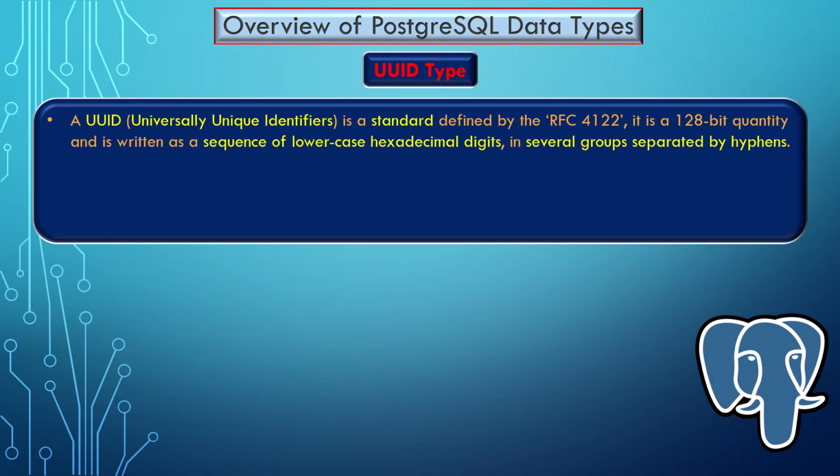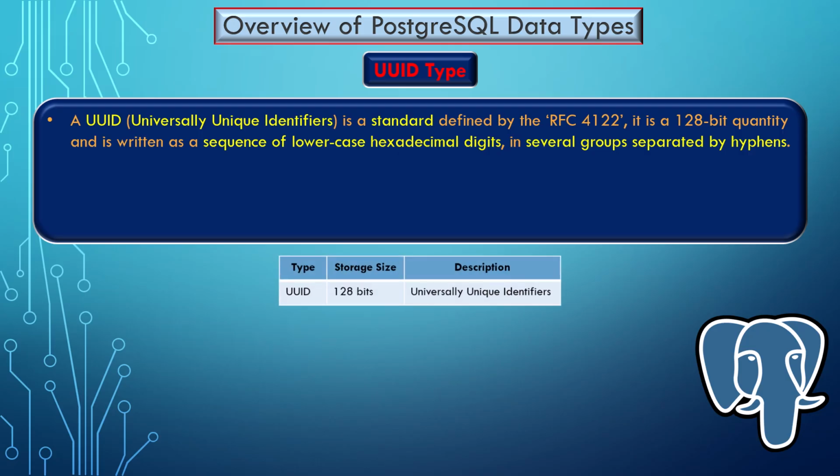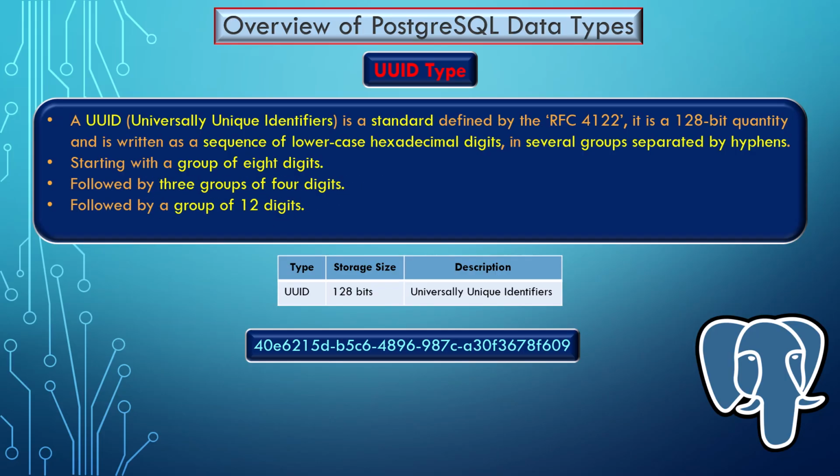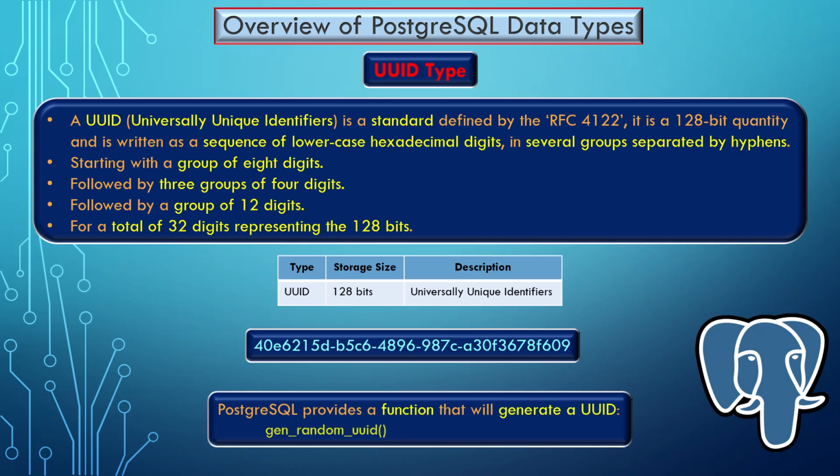A UUID, or Universally Unique Identifier, is a standard defined by RFC 4122. It is a 128-bit quantity and is written as a sequence of lowercase hexadecimal digits in several groups separated by hyphens, starting with a group of 8 digits, followed by 3 groups of 4 digits, and followed by a group of 12 digits, for a total of 32 digits representing the 128 bits.